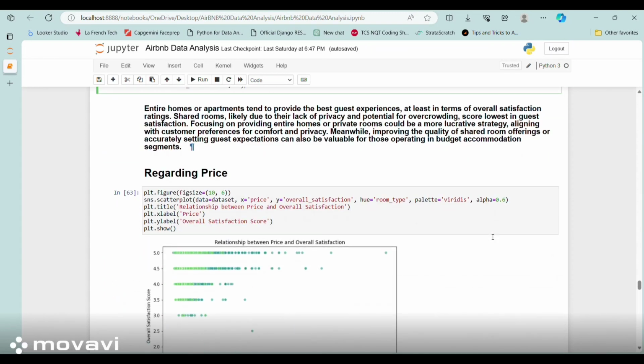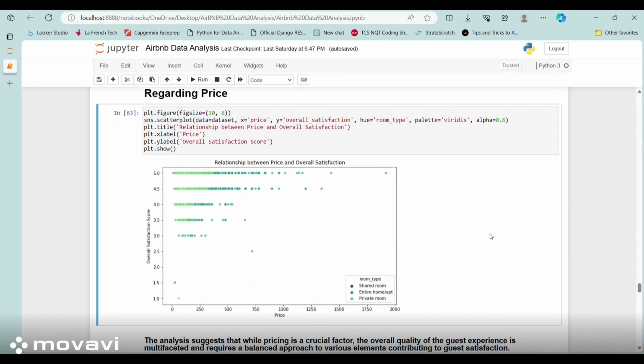Here, this scatter plot showcases the distribution of data points for each listing, with price on the x-axis and overall satisfaction score on the y-axis. Each point is color coded based on the room type, helping us understand how different room types are distributed across price and satisfaction. Our analysis revealed that price is indeed a critical factor that influences overall satisfaction. However, it's not the sole determining factor.